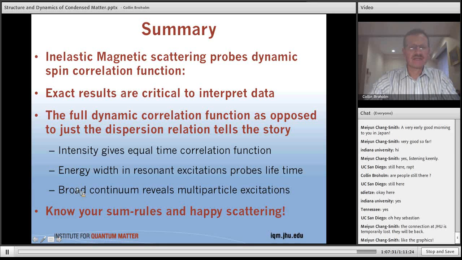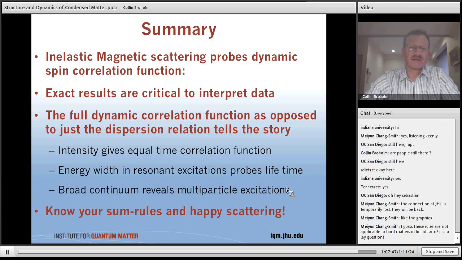And then finally, in some cases we have a broad continuum of scattering, and this actually reveals a multi-particle process of excitation. In fact, often the very most interesting systems, some of the very topical materials that people are thinking about now, are ones in which the neutron does not create the underlying quasi-particles singly, but creates them in pairs, or maybe even in larger collections than that.